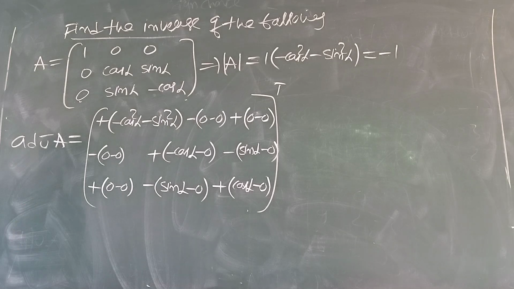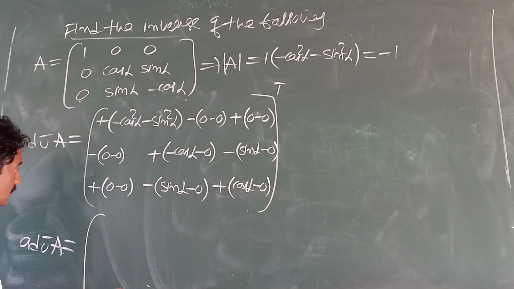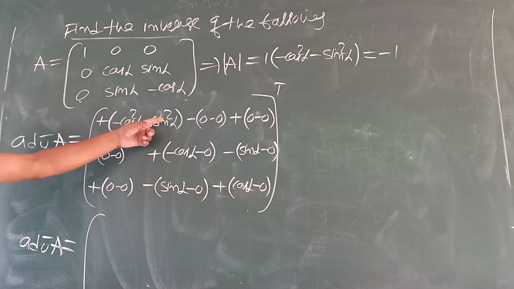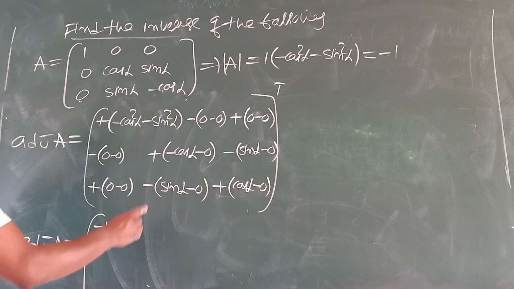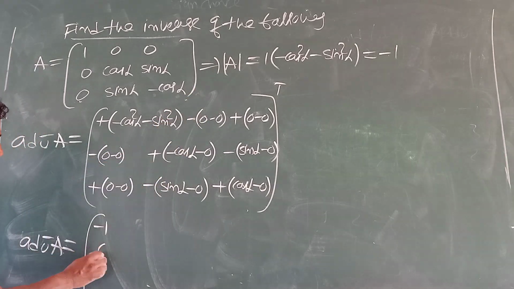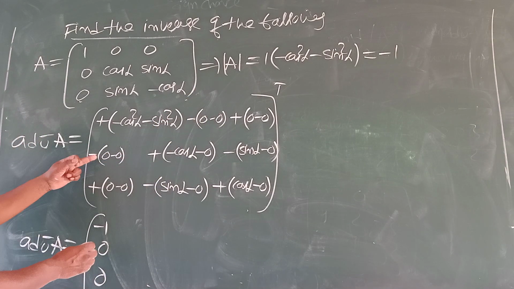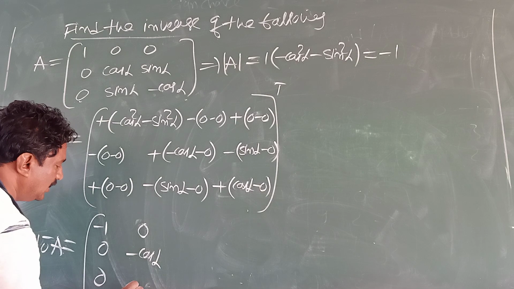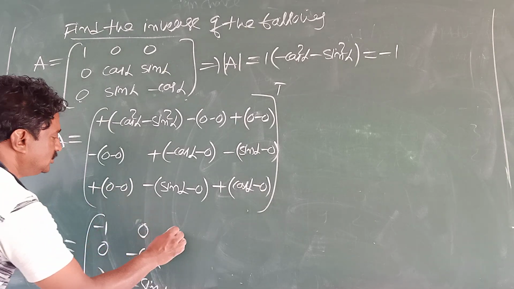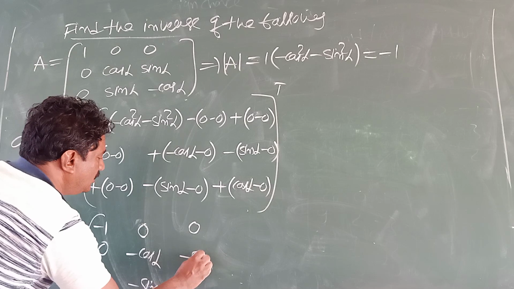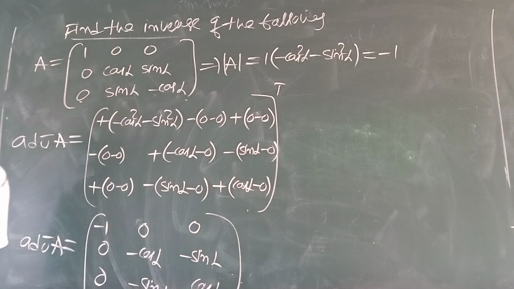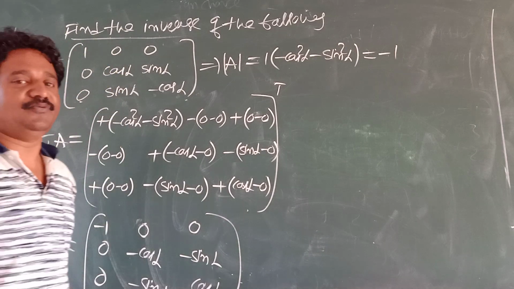You simplify and transpose it, adjoint A, right? What is common from this minus? If that minus is removed as common, sin square theta plus cos square theta 1, minus 1, 0. Transpose it, 0. So 0. Next to 0, minus cos alpha. Next to minus sin alpha. Next to 0, minus sin alpha, cos alpha. We got adjoint A, det A. We found both adjoint and det A. Let's go for inverse.